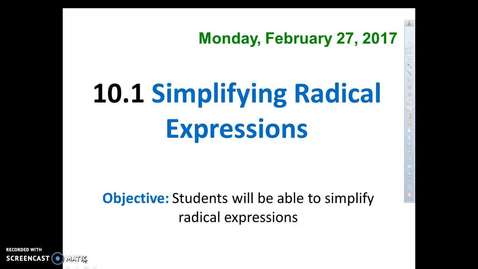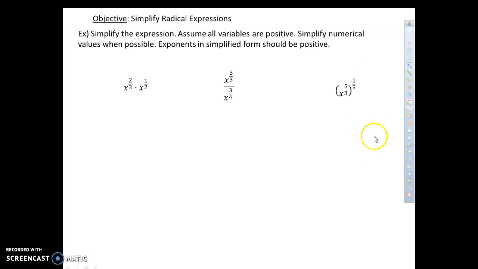Hello and welcome back. This is part two of simplifying radical expressions. I didn't quite get to go through all the examples that I wanted to show you. We already covered this example here, talking about the product of powers rule where we add these exponents, and I wanted to cover these examples.